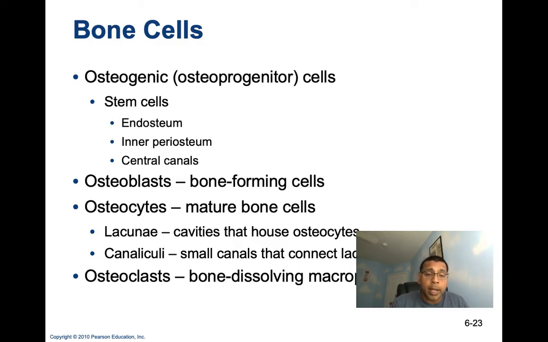Osteocytes are the mature bone cells. They're found in the lacunae, and they use those canaliculi to receive nutrients and so forth. And then you have osteoclasts, the third type, bone-dissolving cells. They'll break down bone. And we also have osteogenic cells, stem cells, progenitor cells.